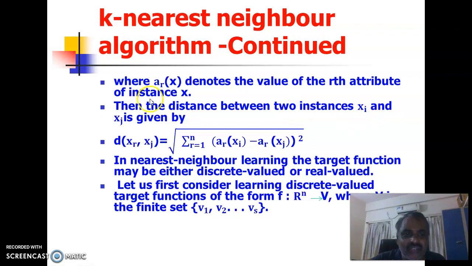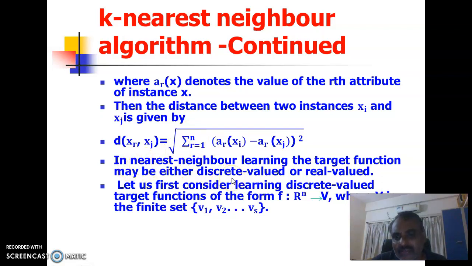The distance between two instances xi and xj is given by d(xi, xj) equals the square root of the sum over r equals 1 to n of (ar(xi) minus ar(xj)) the whole squared. This expression is similar to the two-dimensional expression, which is (x1 minus x2) squared plus (y1 minus y2) squared. So this is an n-dimensional space, and we will have n terms here, from r equals 1 to n.